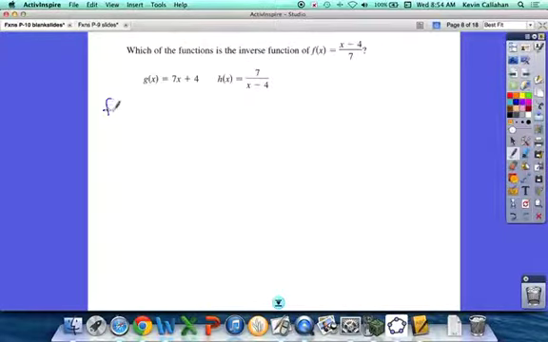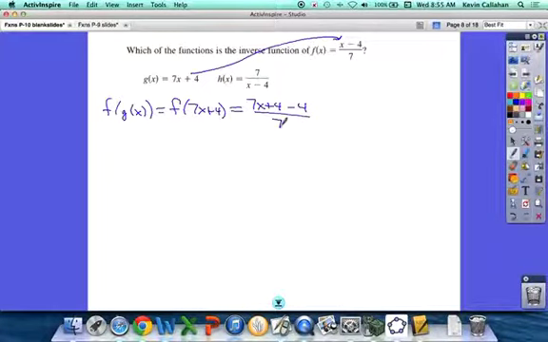F of G of X would be F of 7X plus 4. Right, I just replaced the G of X with what it equals, and now I've got to do the F of 7X plus 4, which means take this and put it in the place of X there. 7X plus 4 minus 4 divided by 7.